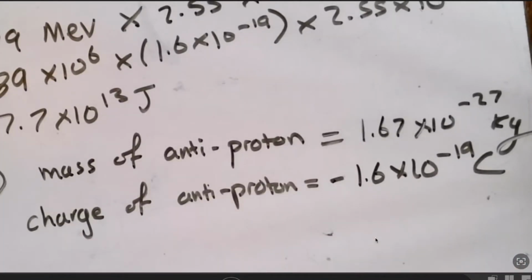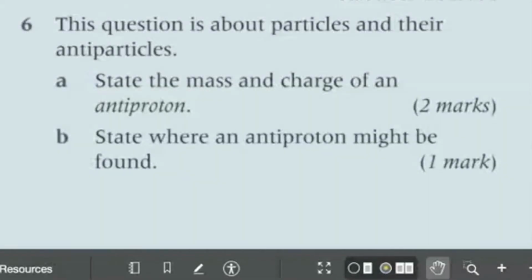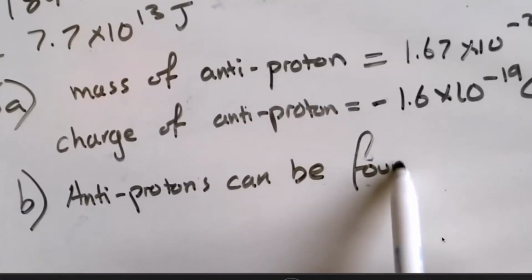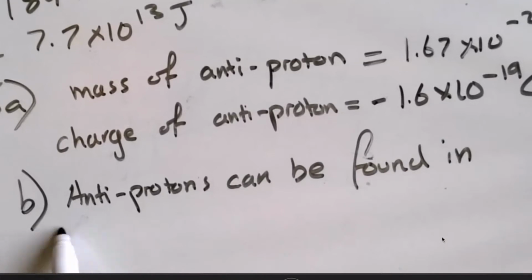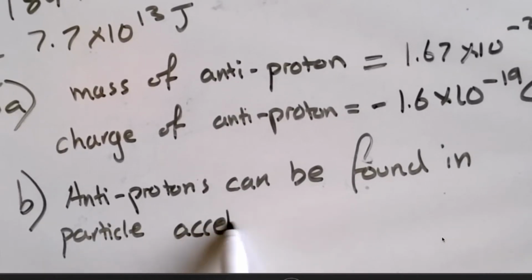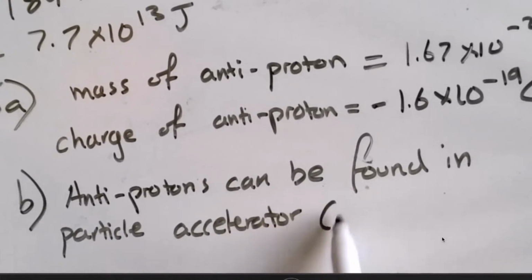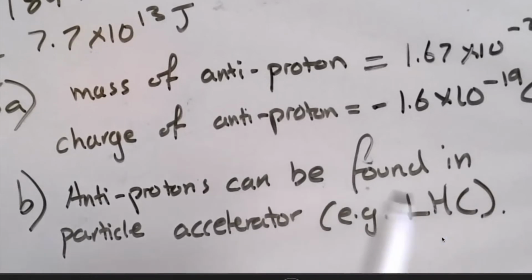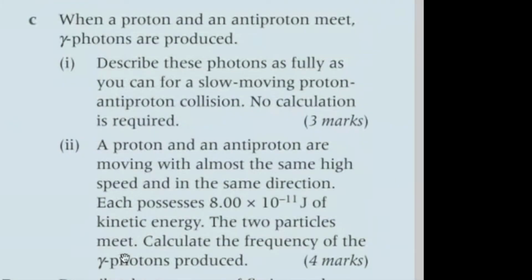Okay, so that's 6A. Okay, 6B, state where an antiproton might be found. Well, they can be found in particle accelerators, so let's write that down. So in particle accelerators, for example, the Large Hadron Collider, but also they can be found in cosmic rays. And then C, when a proton and an antiproton meet, gamma photons are produced.